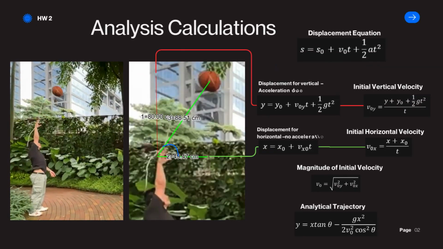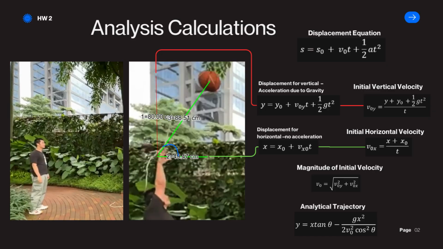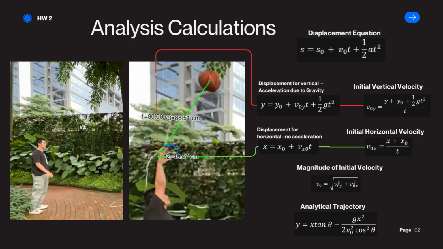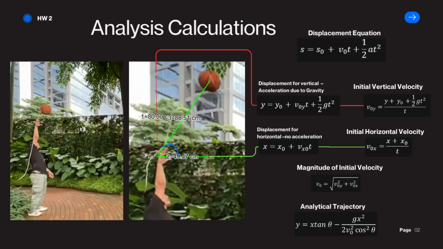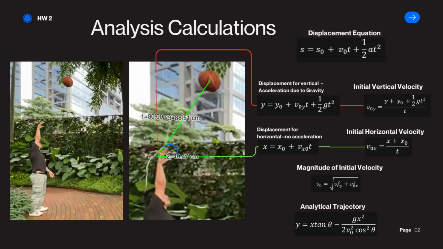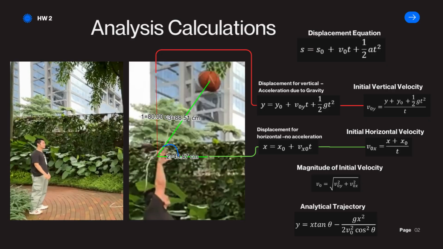The analysis calculations looked as the following, where we use a digital online measurement tool to conduct the dimensional analysis, which we then use with the displacement equation to get the displacement for the vertical and horizontal components of the direction of the ball. From the original equation, we can get the first equation for the vertical displacement, where we can see that the ball experiences an acceleration due to gravity.